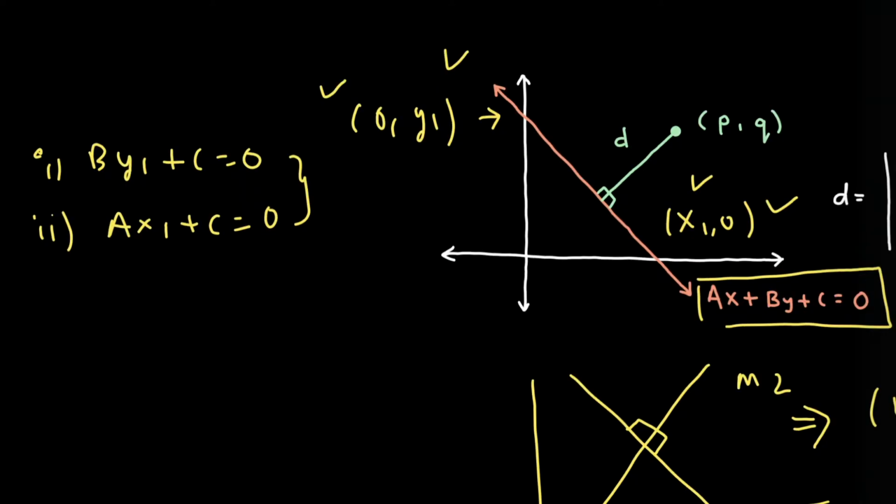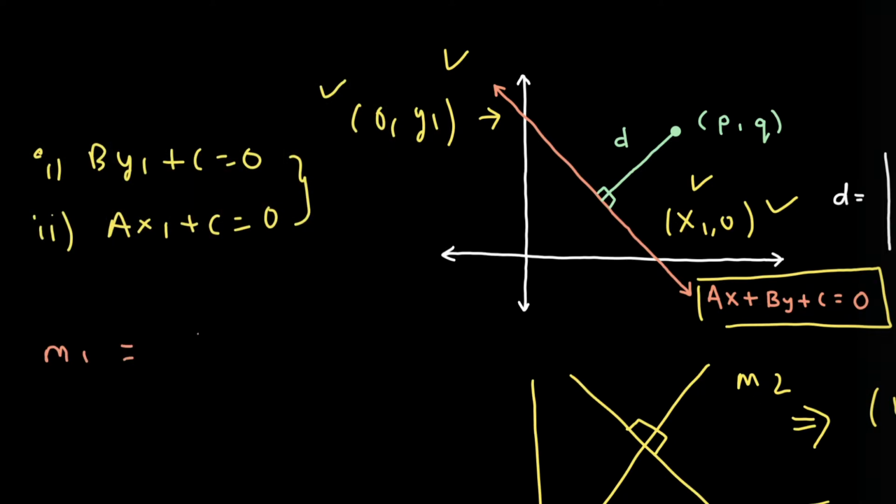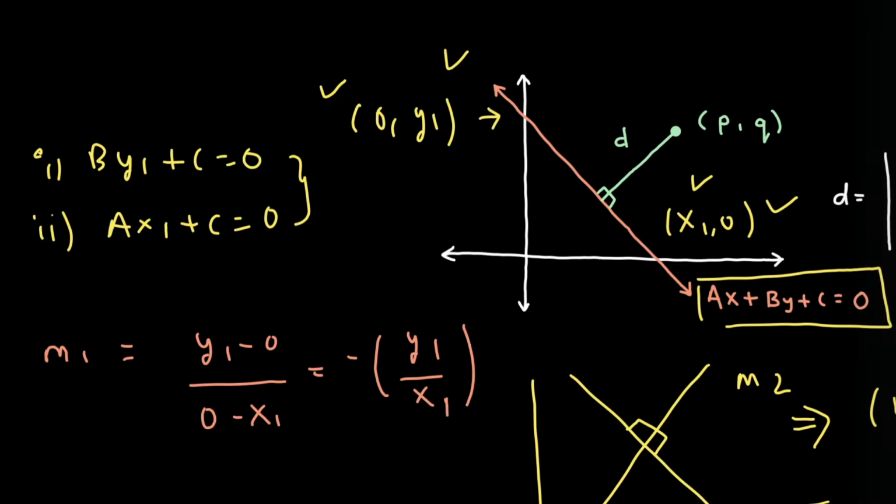Okay. Now let us write down the slope of this orange line and I will take it as m1. Now as per the slope formula, the slope of this orange line will turn out to be y1 minus 0 divided by 0 minus x1, and this is ultimately negative y1 upon x1. Okay. Now what I can see over here is that y1 and x1 are the variables that we have put from our side. So it's better if we can exclude these variables.